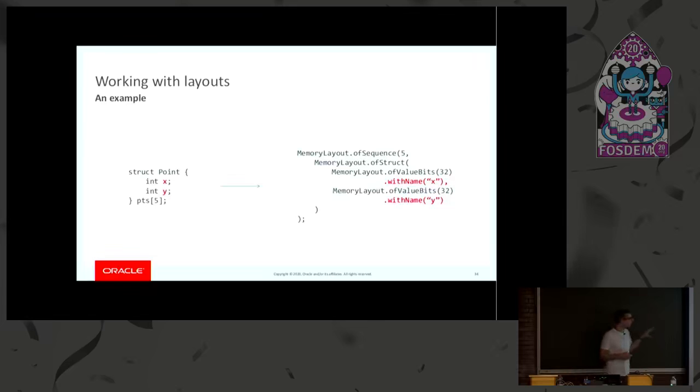Here I've done a little bit of a simplification. In reality, if you try it out on the Java 14 code, the constructor for the value bits will also take an endianness, because of course you have to specify whether you are big endian or little endian, but it didn't fit in the slide.